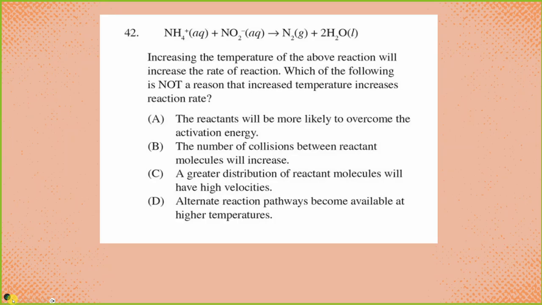An alternate reaction pathway becomes available at higher temperatures. That is the one that's not true, but what has to be added in order to get an alternate pathway? The catalyst? Yes, that would be the catalyst, it gives you the alternate pathway and lowers the activation energy. So that really would be the one that is not part of the temperature increasing.